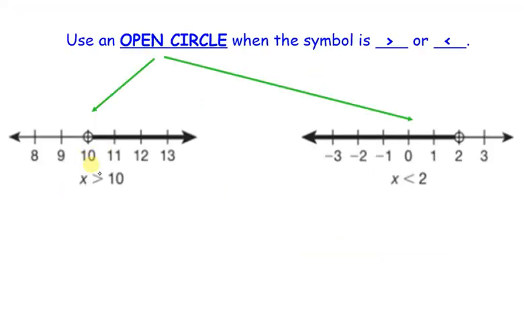All right, the other thing that you need to know is that when you have a less than sign or greater than sign, you're going to use an open circle. And an open circle looks like this. It's not colored in, okay? So an open circle.